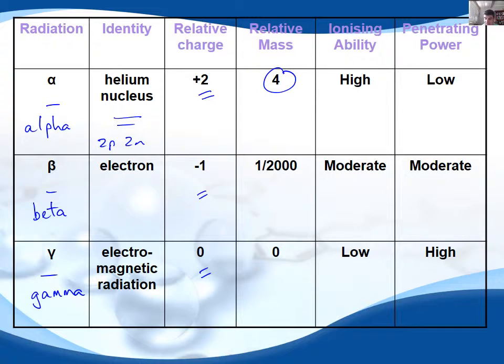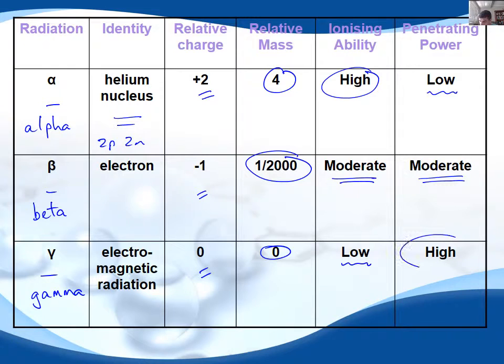Relative masses: equivalent to a mass of 4 for the alpha, same as the mass of an electron for the beta, and nothing for the gamma. And then in terms of ionizing ability, very high for the alpha, moderate for the beta, and low for the gamma. And in terms of penetrating power, exactly the opposite. Low penetration for alpha, moderate penetration for the beta, and very high for the gamma.